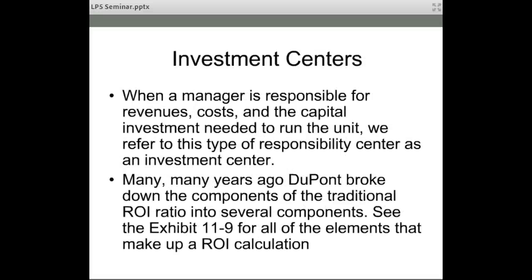Now we'll talk about investment centers. When a manager is responsible for revenues, costs, and the capital investment needed to run the unit, we refer to this type of responsibility center as an investment center. Many, many years ago, DuPont broke down the components of a traditional return on investment ratio into several components. See Exhibit 11.9 for all the elements that make up a return on investment calculation.